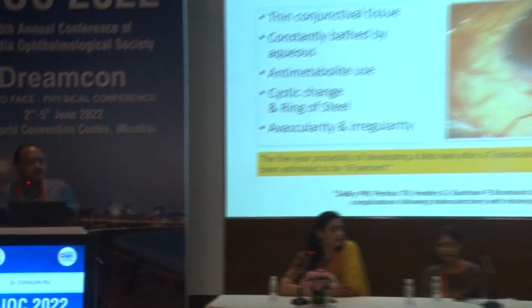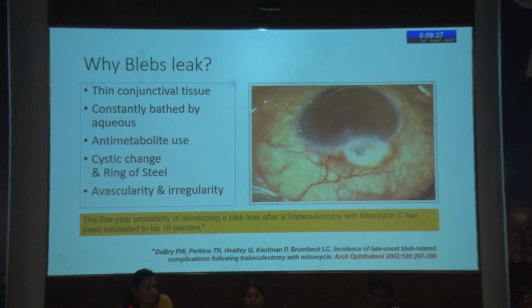So this is a nightmare that every glaucoma surgeon undergoes if the bleb starts leaking. So why do these blebs leak? We need to know that it is essentially thin conjunctival tissue mostly, and it is constantly bathed by aqueous, and there is a chance of leak.